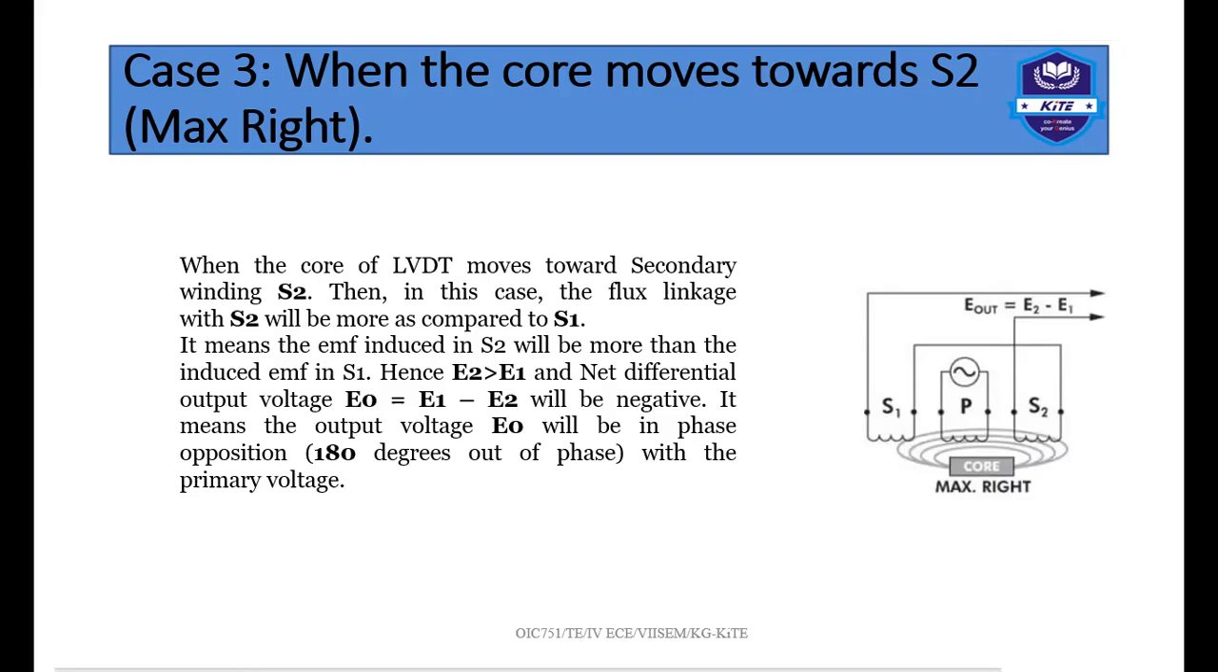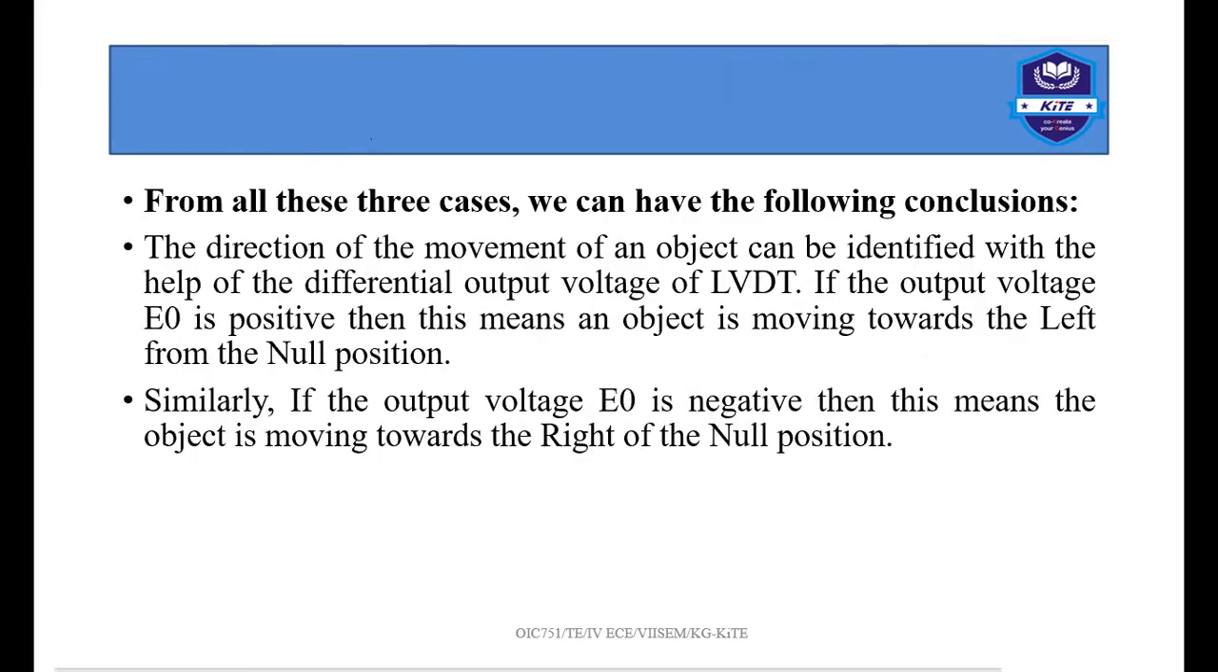So it means that the output voltage E naught will be in phase opposition, that is, 180 degrees out of phase with the primary voltage. Yes. So from all these three cases, we have the following three conclusions here.